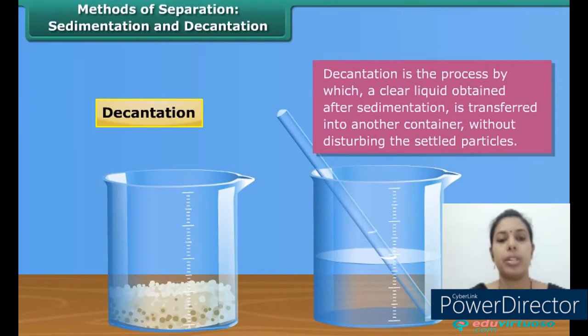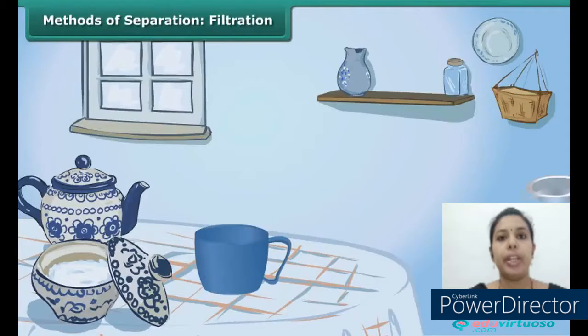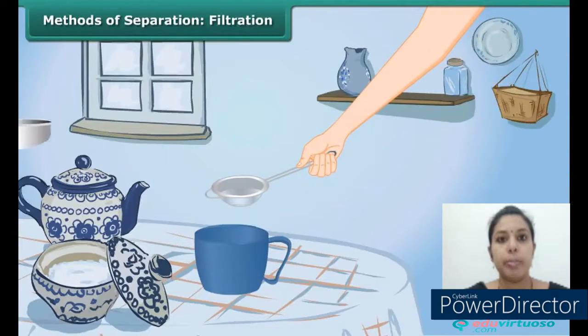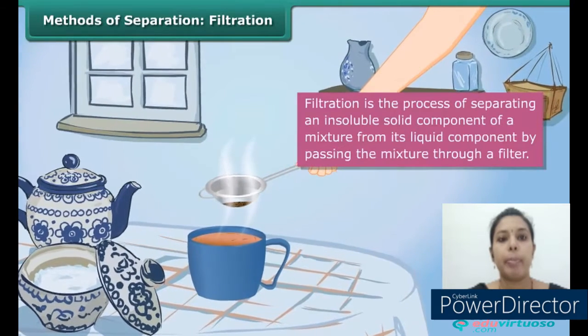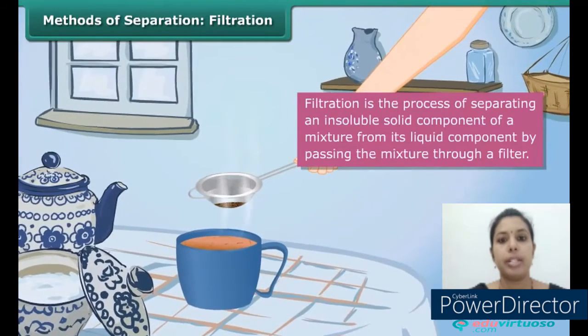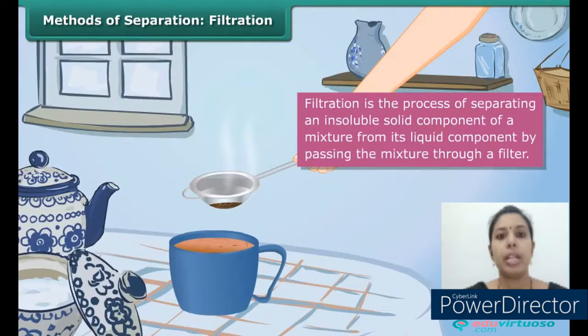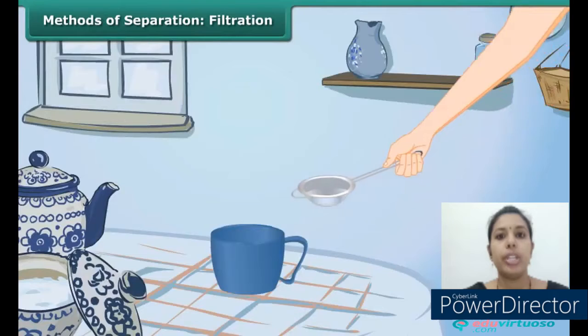Next one, filtration. After preparing tea, it is poured into the tea strainer. The tea passes through the holes of the tea strainer, leaving behind the tea leaves in it. Filtration is the process of separating an insoluble solid component of a mixture from its liquid component by passing the mixture through a filter.